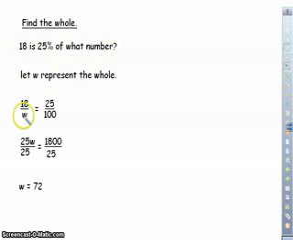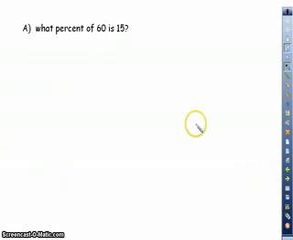So we're going to simply take 18 as my part, W is my base, equals the percent, write that as 25 over 100. Then we cross multiply, again, 25W equals 1800 when we multiplied 18 times 100. Divide by the number that's with the variable to both sides, and you get the base, W, equaling 72. Now we're going to try some on our own.